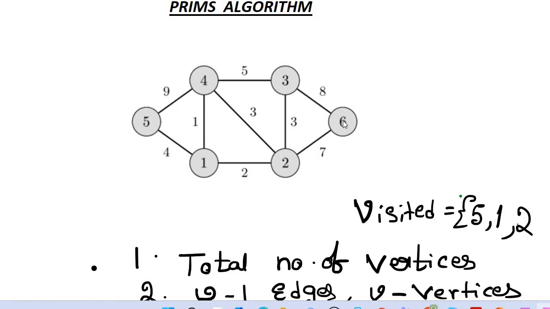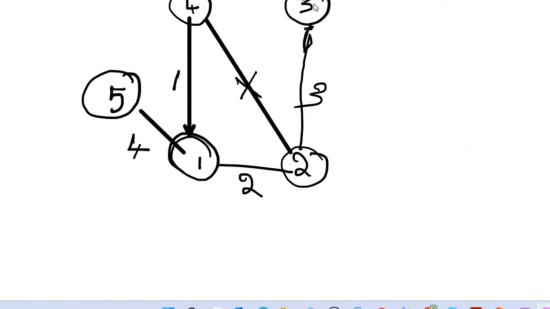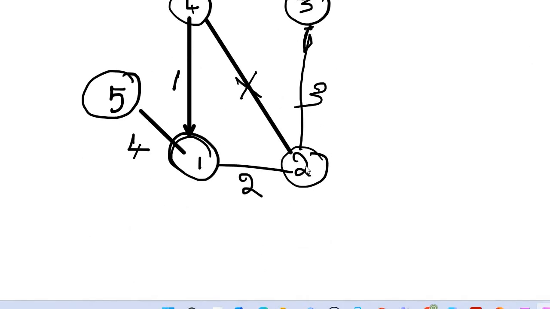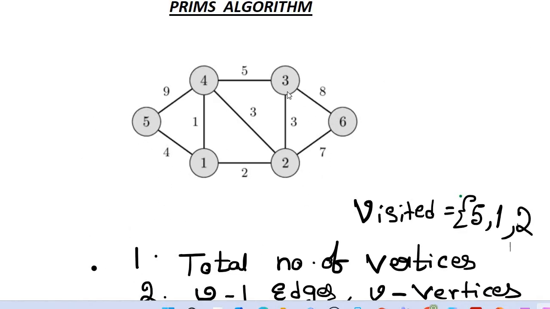Okay, now 3 is connected to 6, connected to 4 and 2. If I include 3 to 4, it will form a cycle here. So 3 to 4 will form a cycle, so I should not include it. And 3 to 2 is already included, so already visited. So now what is the other option I have? 3 to 6. But for 3 to 6, the cost is 8.